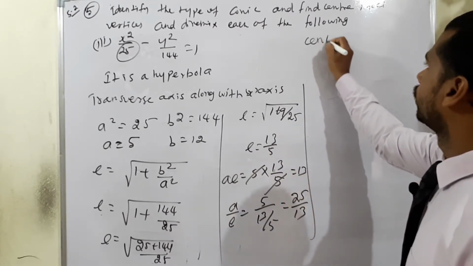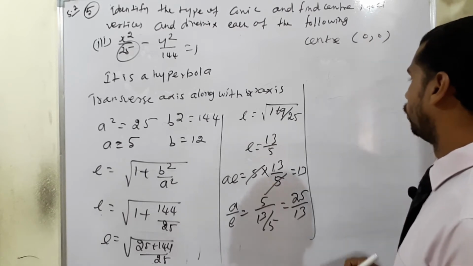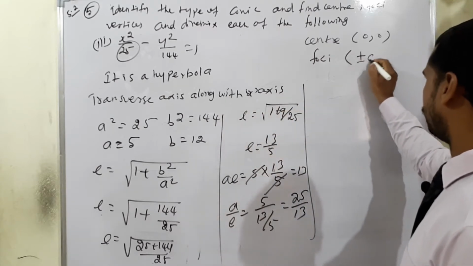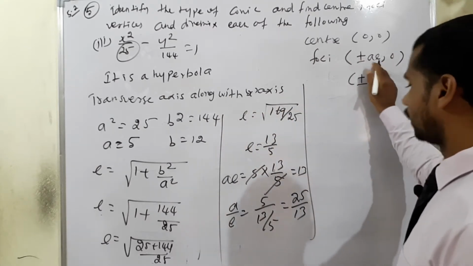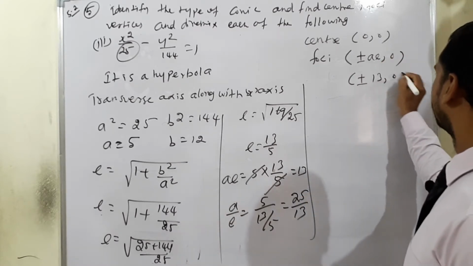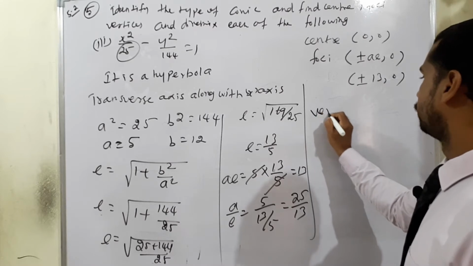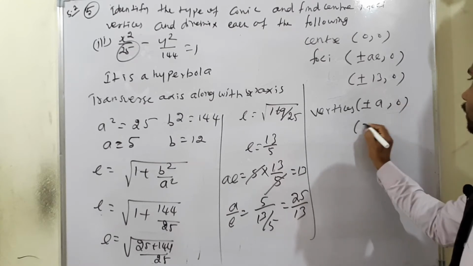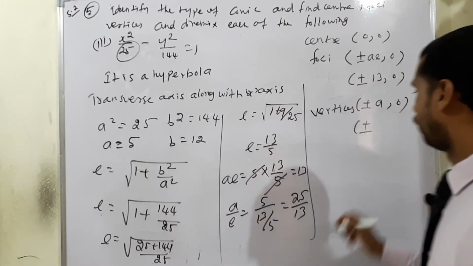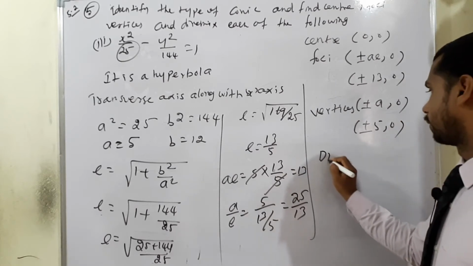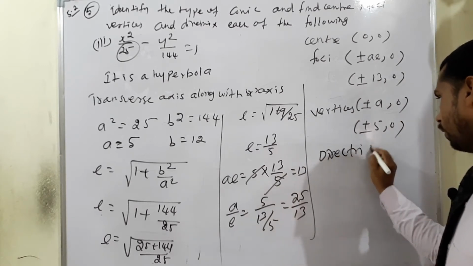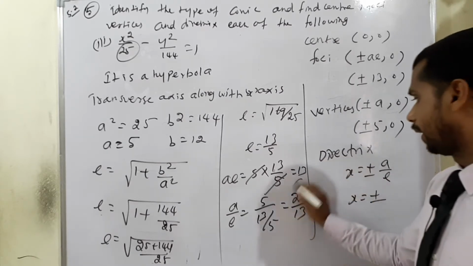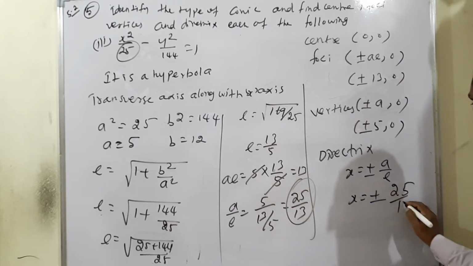Now I am going to write one by one. Center is 0, 0. Then foci: the transverse axis is along the x axis, so plus or minus ae, 0. Therefore plus or minus 13, 0. Then vertices are plus or minus a, 0, where a is equal to 5. Then the last one, directrix: x is equal to plus or minus a by e, therefore x is equal to plus or minus 25 by 13.